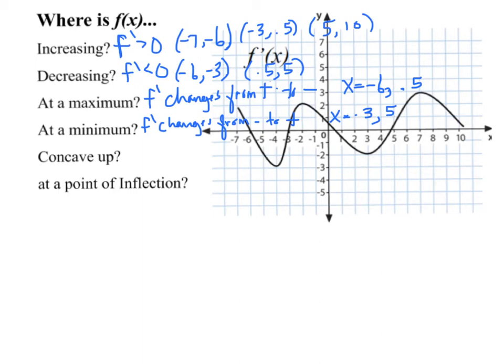Okay. Now, concave up. A function is concave up when its second derivative is positive, which means its first derivative is increasing. Okay, so we're going to look for where the derivative is increasing. It looks like from -4 to -2 and from 3 to 7.